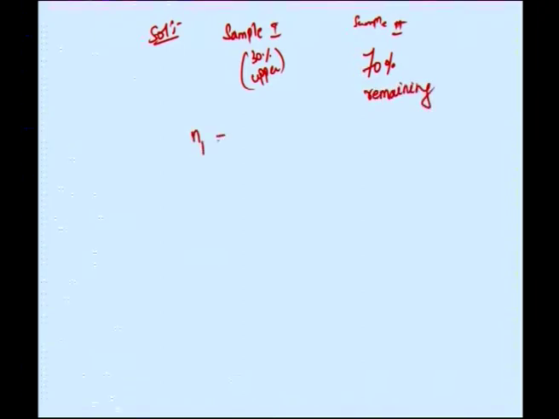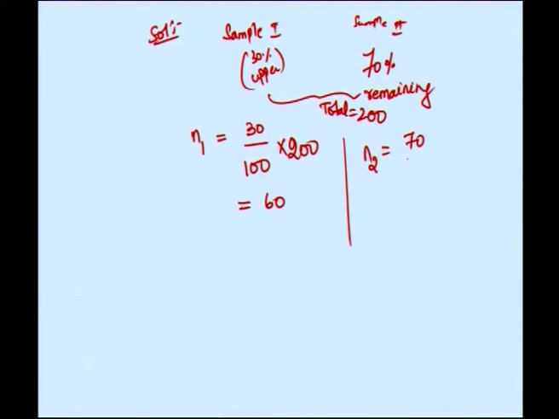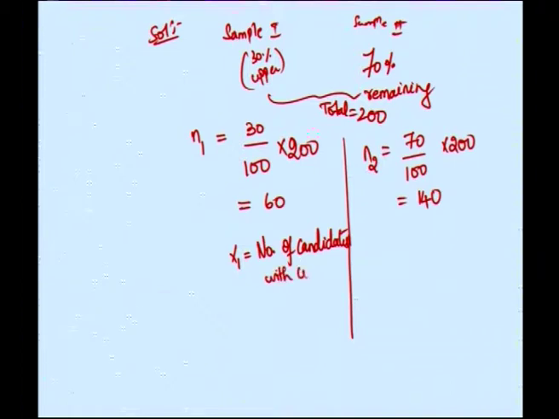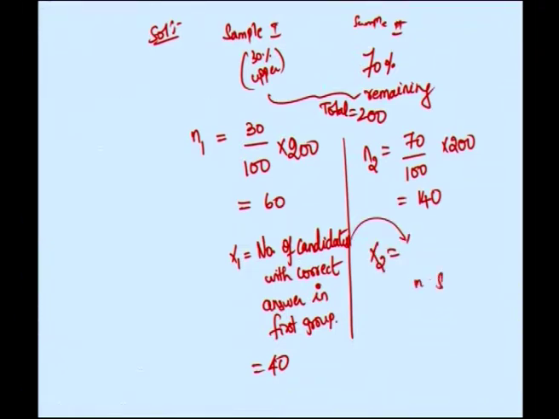Okay. In this, n1 is equal to 30% of the total. Total people is equal to 200. So, 30% of the total is 30 by 100 into 200, which is equal to 60, and similarly n2 is 70% of the remaining, right. So, 70 by 100 into 200 is equal to 140. So, n1 is 60 and n2 is 140, then x1 represents number of candidates with correct answer in first group, that is equal to 40. Similarly, x2 will be the same thing, but in second group.